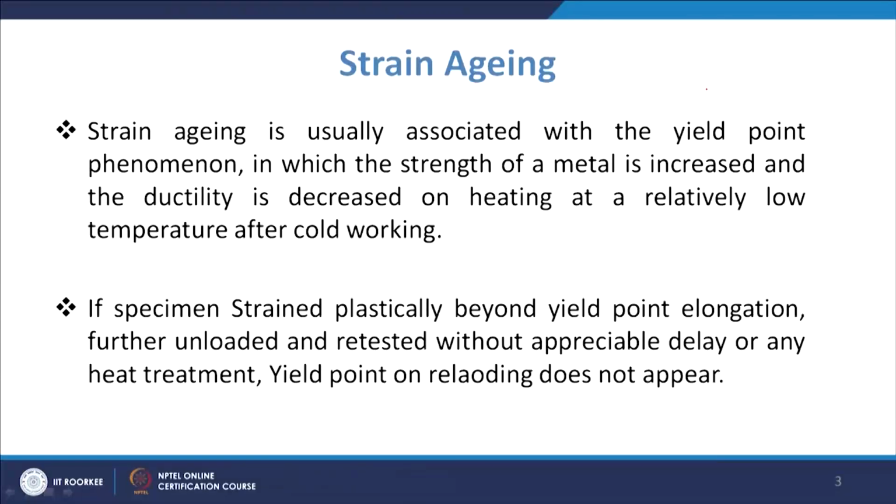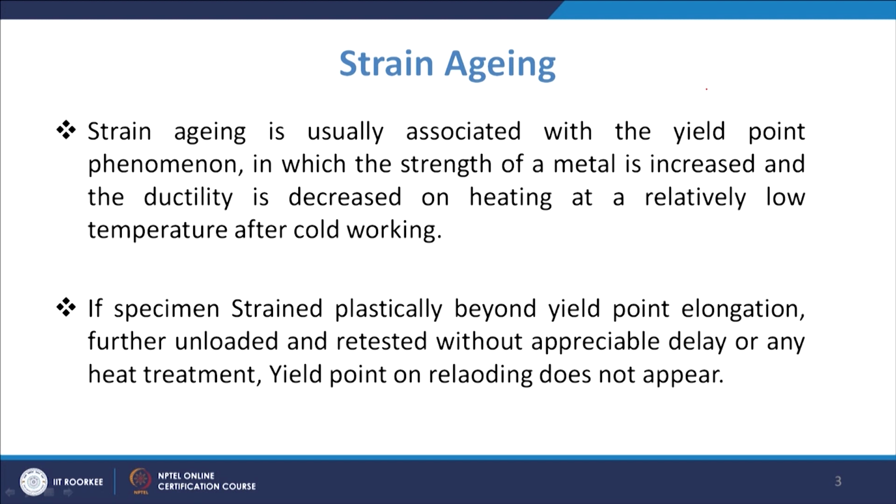Now, we will come to the next mechanism of strengthening, and this is strain aging. Strain aging is usually associated with the yield point phenomena, in which the strength of the metal is increased and the ductility is decreased on heating at a relatively low temperature after the cold working.